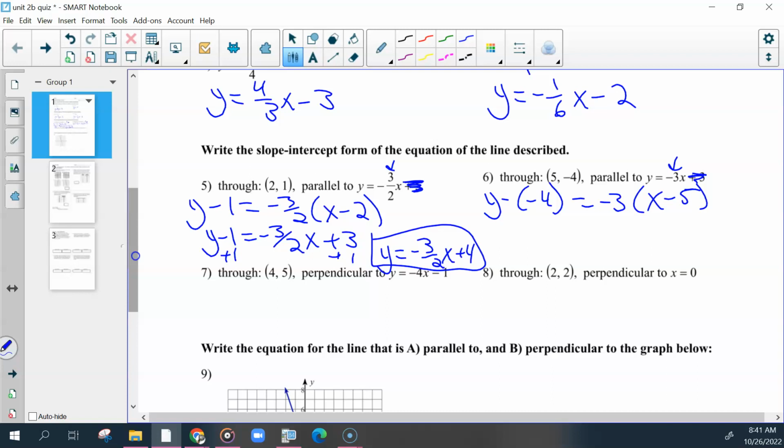Six is similar, except here you have to add or make it a plus before anything else. Some of you were not doing that, which messed up your answer. Again, double check your signs, double check your math. And then get rid of 4 by subtracting it to the other side. So y equals negative 3x plus 11 should have been your answer.